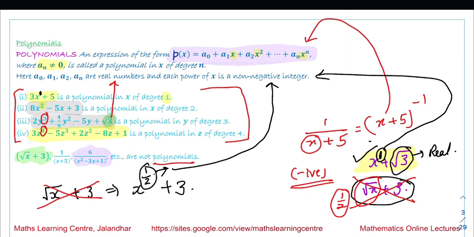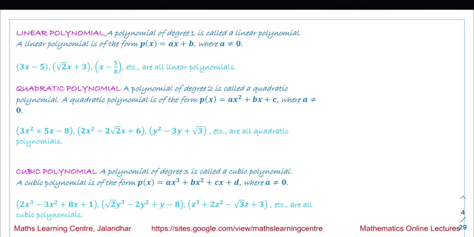Next are some terms related to polynomials. A linear polynomial means a polynomial whose degree is 1. Some examples are given over here. Details of all these are available in our video related to polynomials that we studied in class 9. Next is the definition of a quadratic polynomial. A quadratic polynomial means one whose degree is 2. These are examples of some quadratic polynomials.